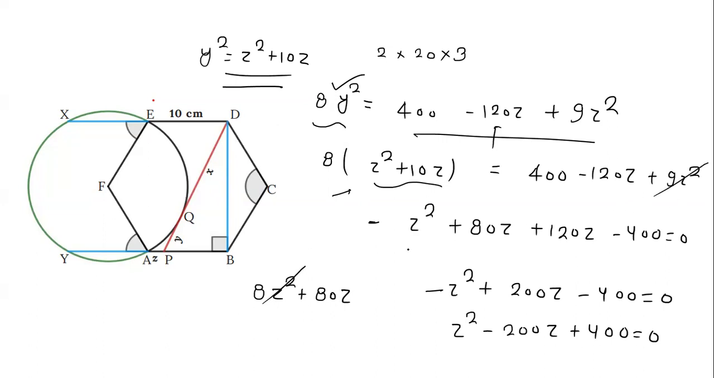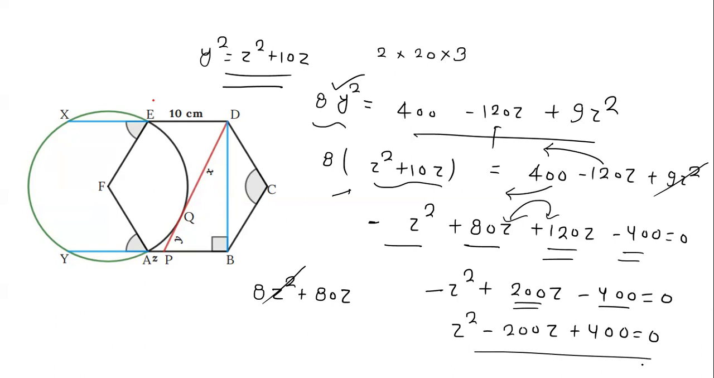So I take that z square to the left hand side, and it will become like minus z square. And here we have 80z, and this we take to the left hand side, it will become like 120z, and this we take to the left hand side, it will become like minus 400. So if these two are combined, this will give us 200z, and this is minus 400, and you can write this quadratic equation in this way. So now we have this quadratic equation.